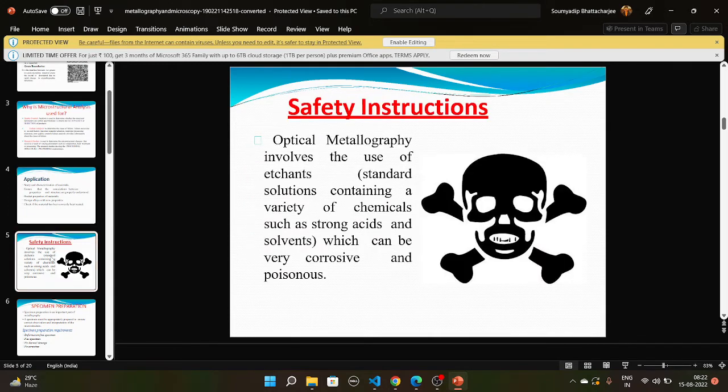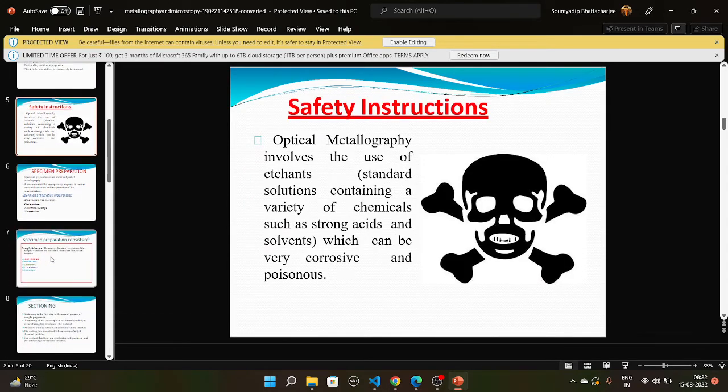Next slide. The steps are there. The safety precaution is quite obvious. That is, strong acids you can come across. You should be careful about that. Next slide, please.